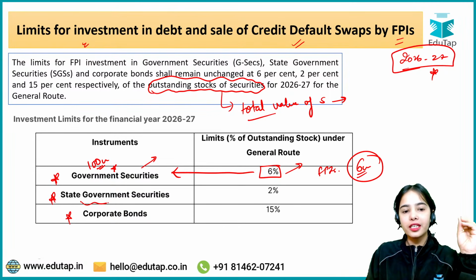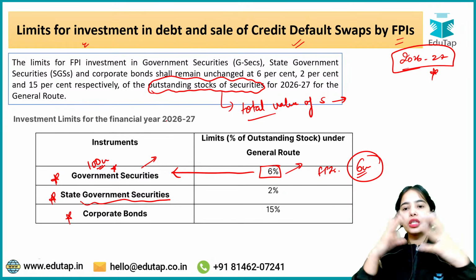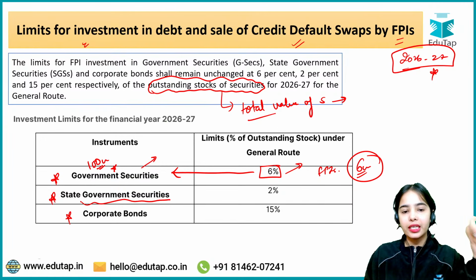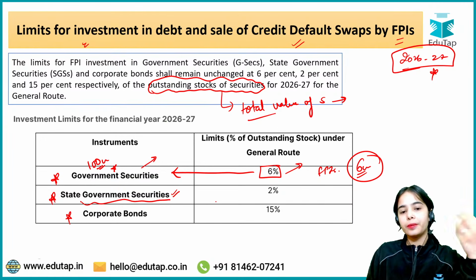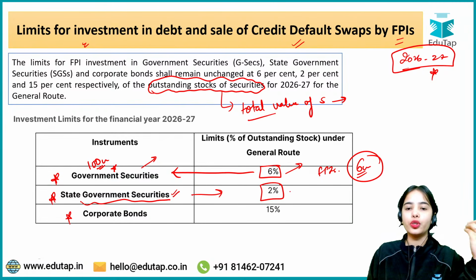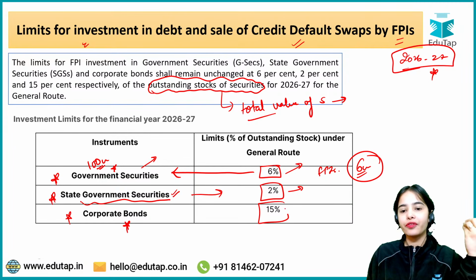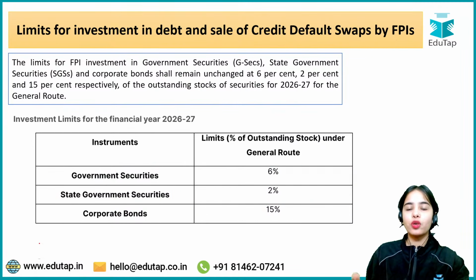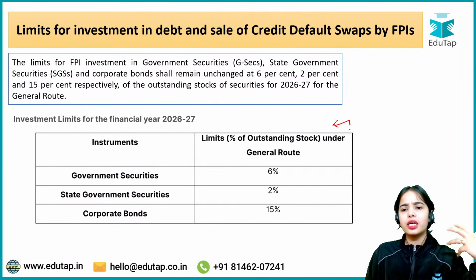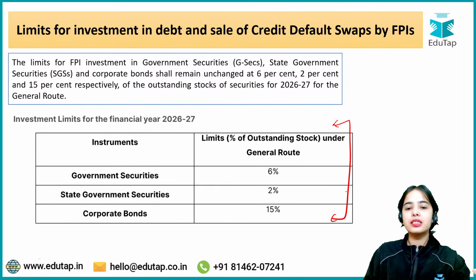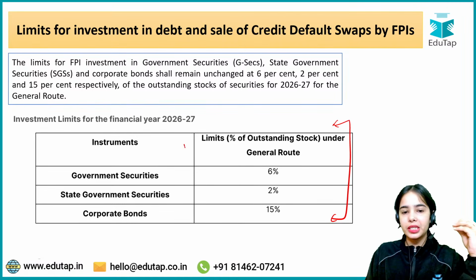Now for the state government securities, out of the total value of securities in the market, the investment that can be done by the FPIs is 2% of the total value. For the corporate bonds, the limit is 15% for the FPIs. So these are the limits, and they have not been changed. As you might remember, in previous years there was a question directly from the limits.